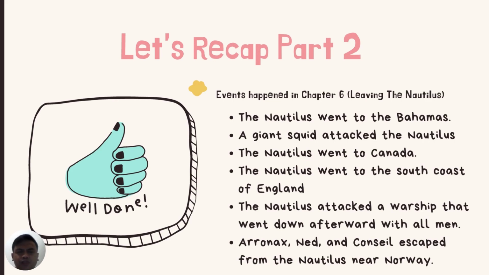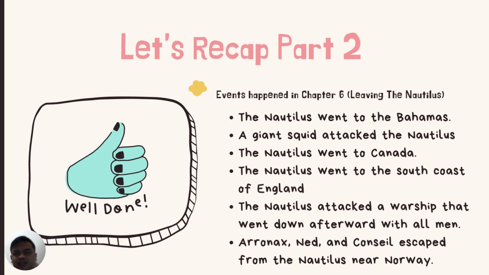The title of chapter 6 is Leaving the Nautilus. This is the last chapter of the book, 20,000 Leagues Under the Sea. I took some notes about this chapter. The first one is that the Nautilus went to the Bahamas. After that, a giant squid attacked the Nautilus in the Bahamas, right? After they settled their problem with the giant squid, the Nautilus went to Canada. This is the place where Ned asked the captain for their freedom. But then it never happened.